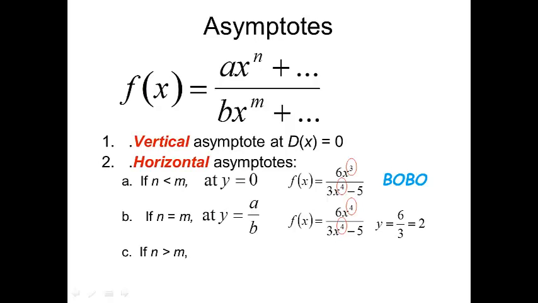Now the last case is when it's bigger on the top, when the exponent is bigger on the numerator, then there aren't going to be any. Okay? So if the exponent in the numerator is bigger than the exponent in the denominator, then there is going to be none. Bigger on the top, then there will be none. Alright.